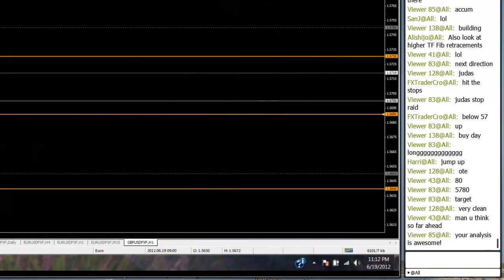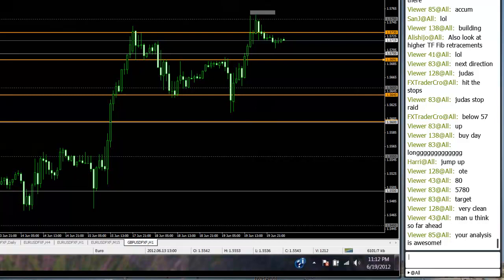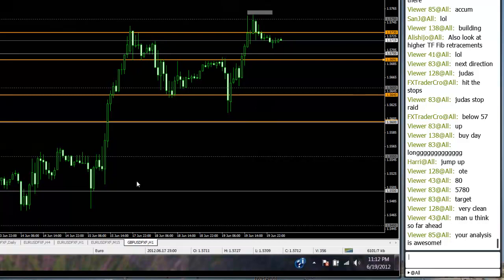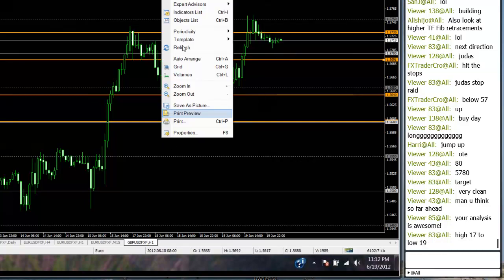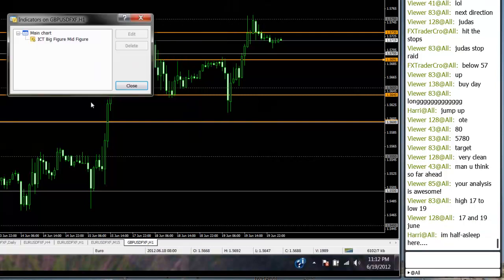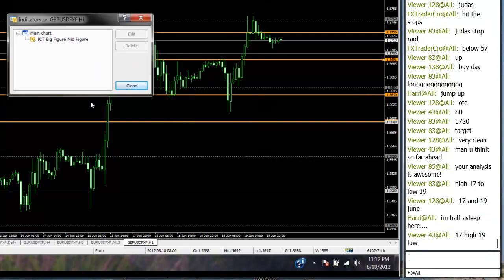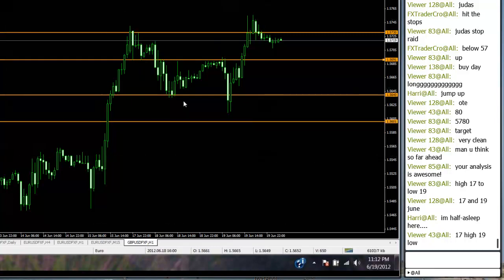Let's go back down to an hourly. And the question was, why can't we use the low? What was it, the low on the 17th? Somebody asked a question about it. What specifically was it? 17 high and 19 low. Okay, thank you. Use the 17 high to the 19th low. And what are we looking for specifically, you're asking?